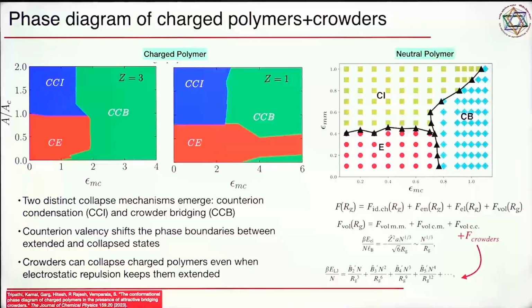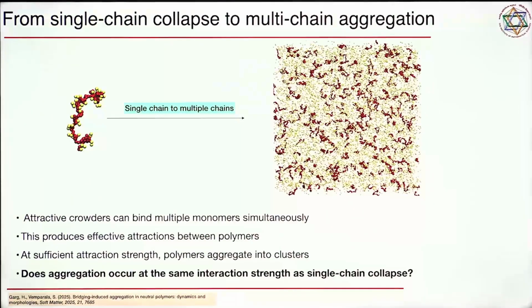Again, we can get these phase diagrams in which we can ask the question. Of course, in charged polymer cases, we can have valency of counterions. They have very different things. We can write down the equations and try to explain where the free energy of these crowders is coming from. And they can collapse a charged polymer even when the electrostatic repulsion keeps it extended.